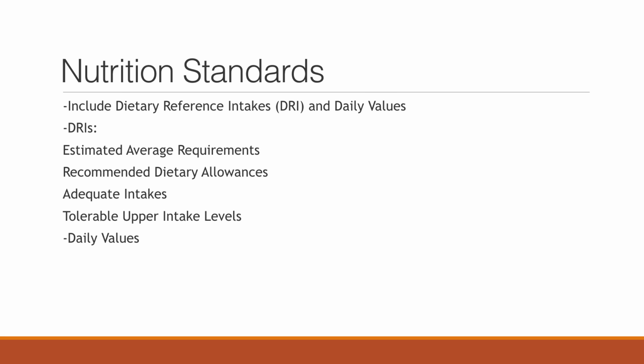Nutrition standards include dietary reference intakes and the daily values on food labels. Each standard has a different purpose in dietary planning and assessment. The DRI is based on research done on adequate amounts of maximum safe nutrient intakes on healthy people. There are 4 types of reference values for planning and assessing diets: estimated average requirements, recommended dietary allowances, adequate intakes, and tolerable upper intake levels.